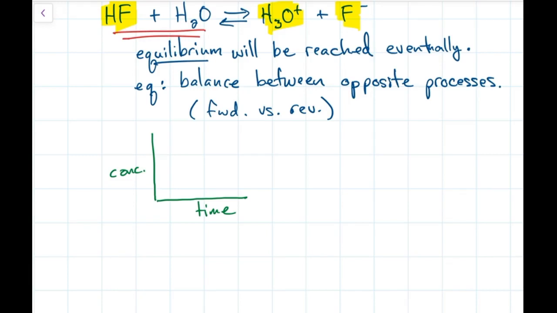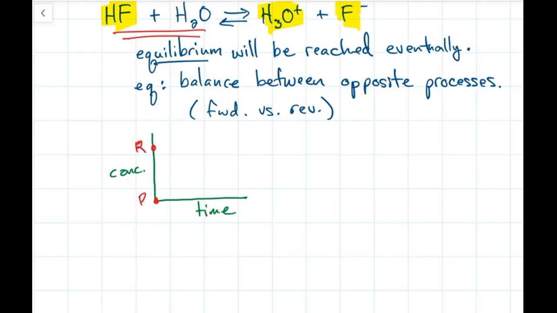You haven't allowed any collisions to happen yet. So you would have a very high concentration of, I'm just going to call it R for reactants, and you would have 0 concentration of products at time equals 0. Okay?